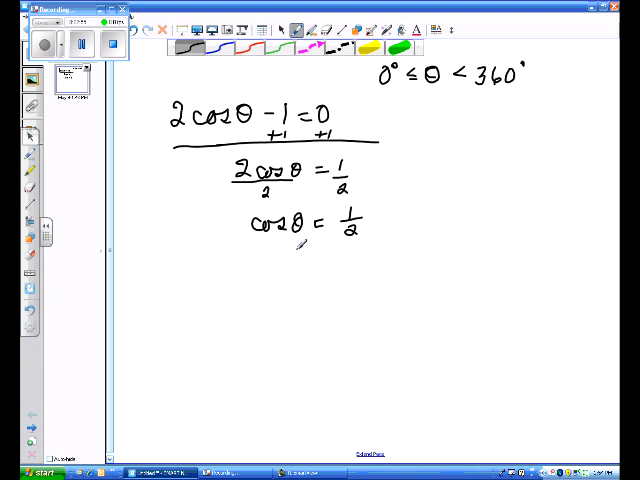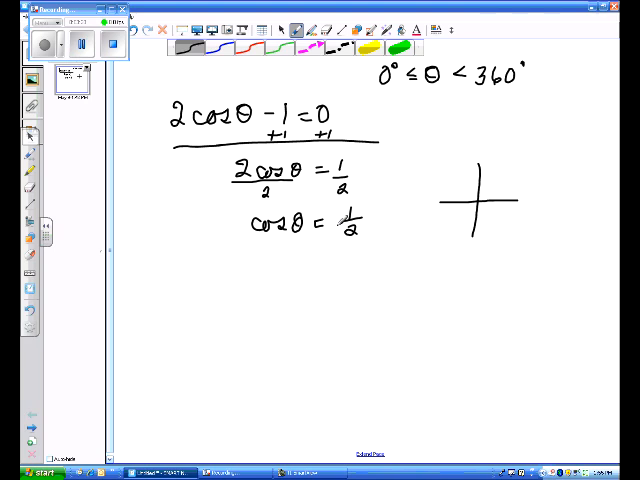Now we want to find our angle. And the first few we're going to look at, these are going to be angles you know. We're looking for what angle has a cosine of 1/2. Well, we know that 60 degrees would be our reference angle. But we want to give all the values between 0 and 360. So first of all, we figure out our reference angle. It's going to be 60.